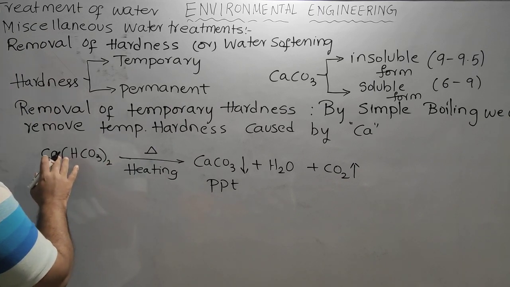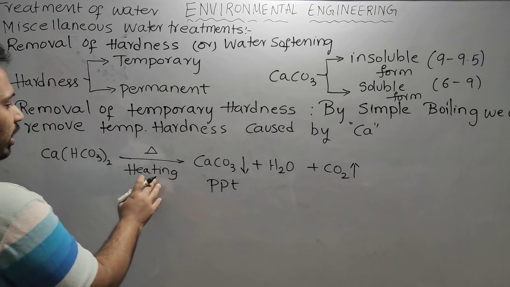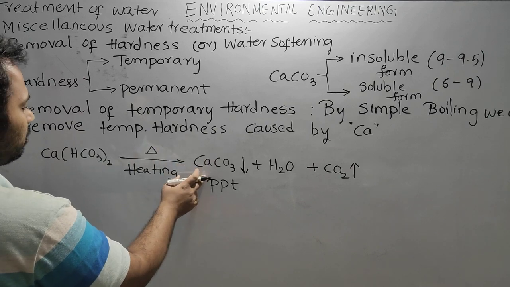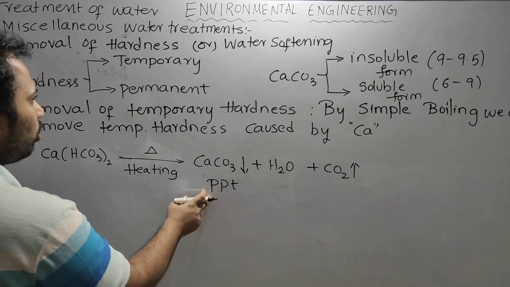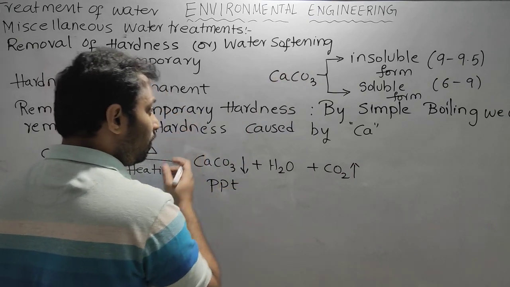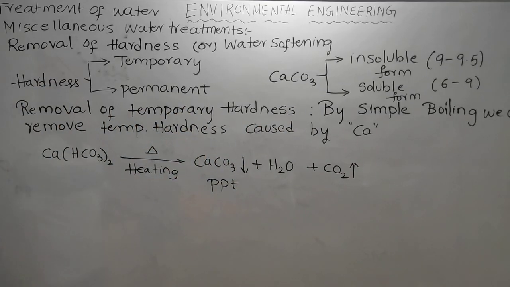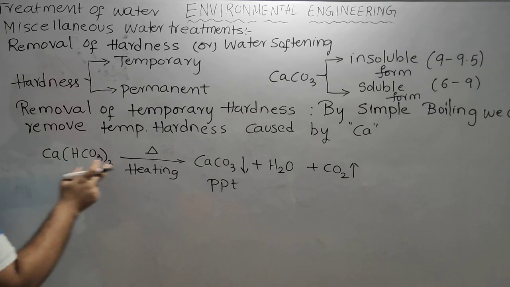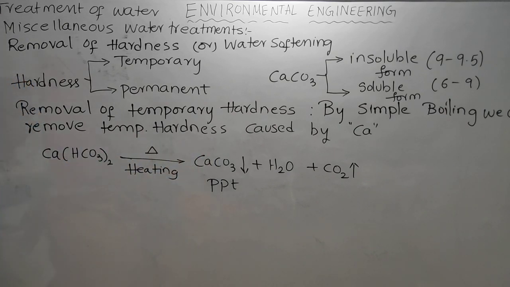Calcium bicarbonate can be removed by heating, by converting it into calcium carbonate, and this calcium carbonate can be settled down when the pH is maintained between 9 and 9.5. In this way we can remove the bicarbonate hardness as well as the carbonate hardness of calcium. If you look at magnesium hardness, simple boiling cannot remove the temporary hardness due to magnesium.